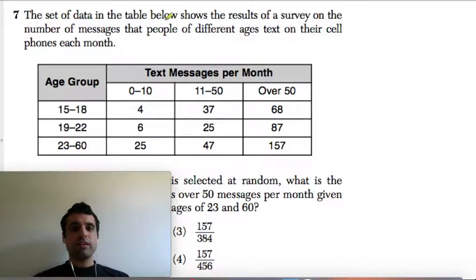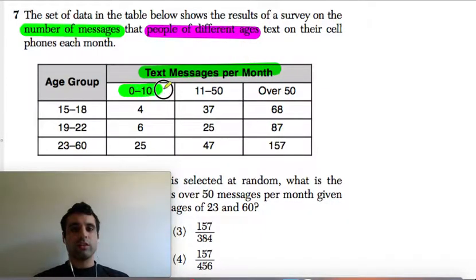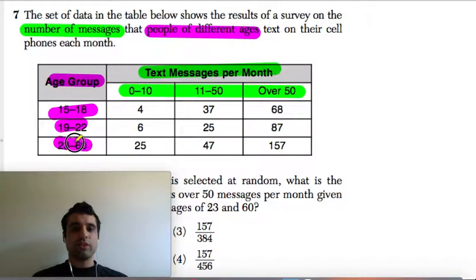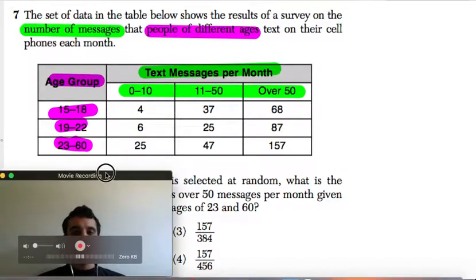A set of data in the table below shows the results of a survey on the number of messages that people of different ages text on their cell phones each month. Okay, so the number of messages is this one right here in green, and then the ages. So these are all the text messages: 0 to 10 text messages, 11 to 50, and over 50 texts. Then the age groups are 15 through 18, 19 through 22, and 23 through 60. Okay, so let's read this real quick.